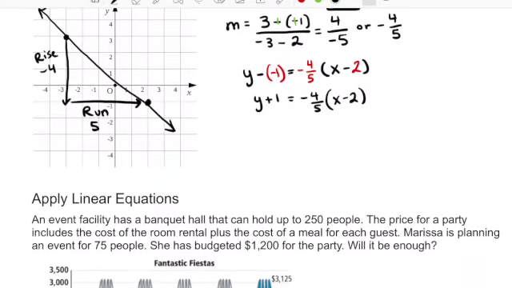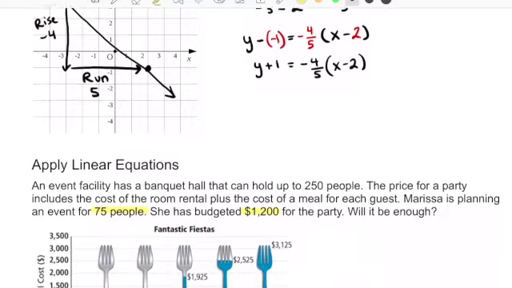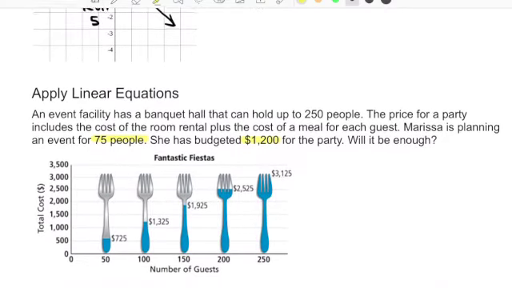Let's apply this. An event facility has a banquet hall that can hold 250 people. The price for a party includes the cost of the room rental plus the cost of a meal for each guest. Marisa is planning an event for 75 people. She has budgeted $1,200 for the party. Will it be enough?